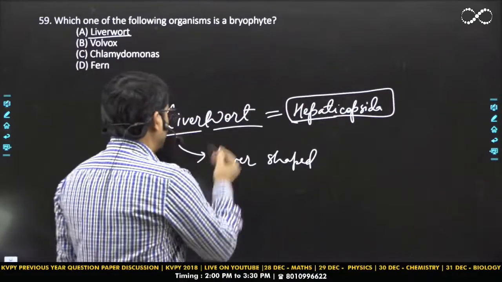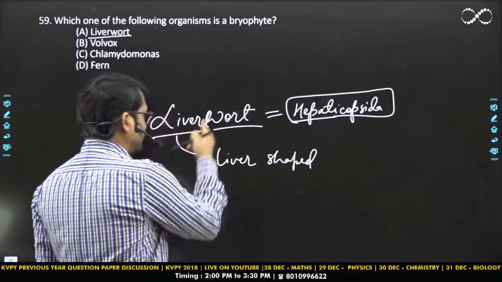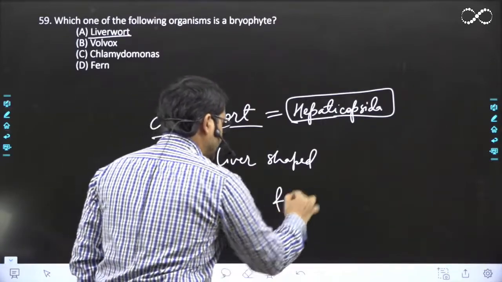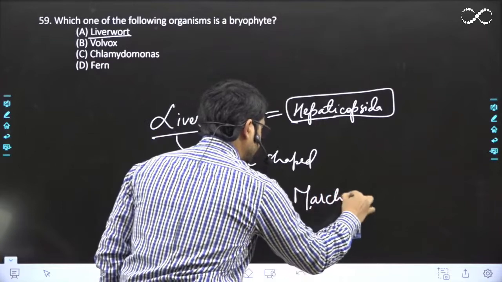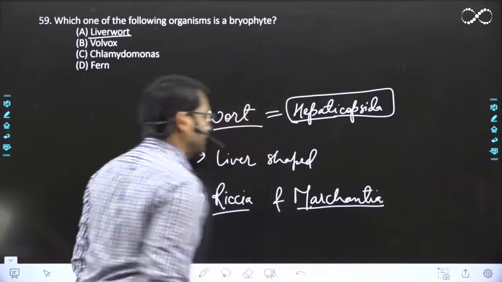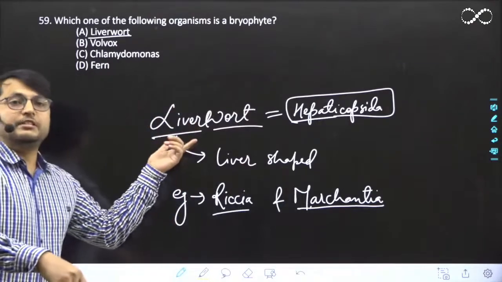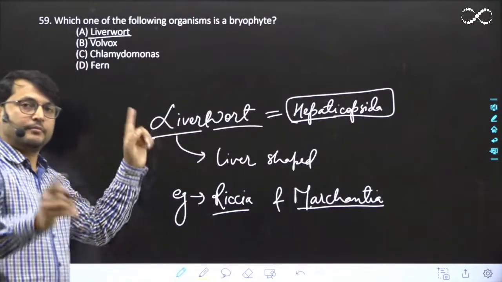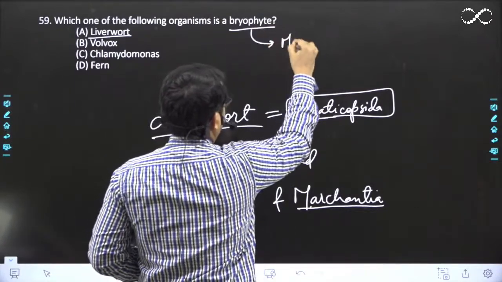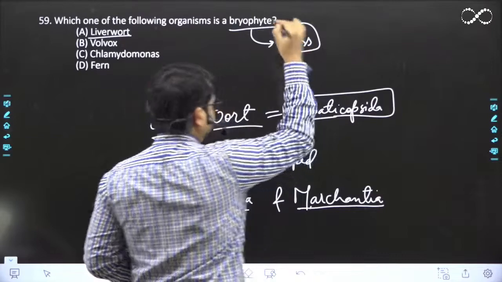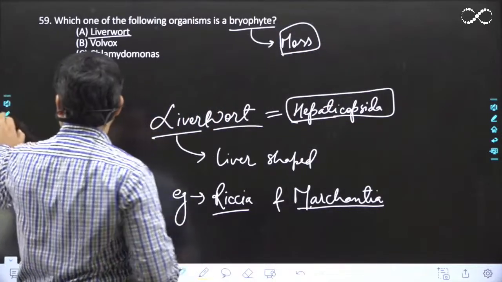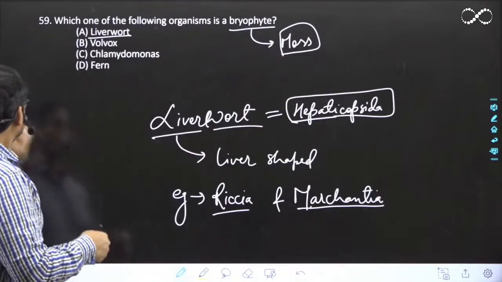Just keep in mind. What are the other examples of liverwort? Riccia and Marchantia. These are the two characteristic examples of liverwort. Since we are talking about bryophytes, let me tell you, bryophytes are commonly known as moss. Great. Very good. Let's move to the next question.